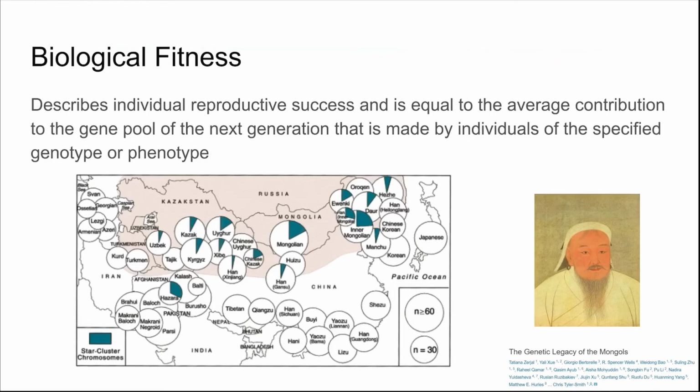In this study, the genetic relationship between individuals in several parts of the world was compared to the genetic information of Genghis Khan. It was found that 0.5% of present-day humans are related to Genghis Khan. That's 1 in 200. In that way, Genghis Khan had very high biological fitness.